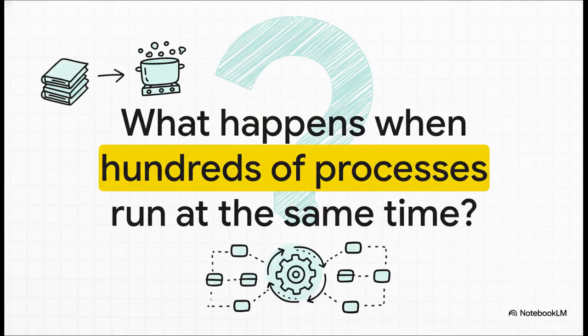Which leaves us with a really interesting question. Your computer isn't just running one process, it's juggling hundreds of them at the same time. How on earth does it manage all that chaos, making sure every single process gets a turn without everything crashing down? Well, that is a secret for another day.